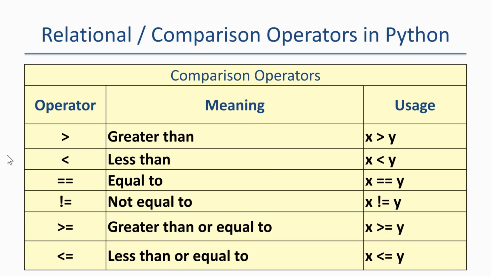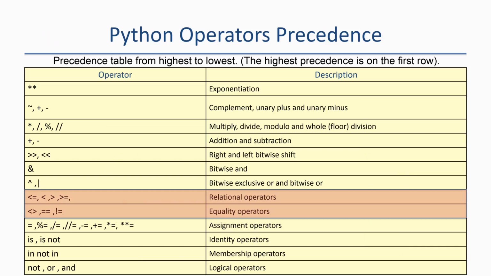Here again are the relational or comparison operators in Python. And one more time, I want to emphasize that when you are asking if a variable or a value is equal to another, you should use two equal signs. Remember that one equal sign is an assignment statement, and what it does is calculate the right side of the equal sign and assign it to the identifier on the left.